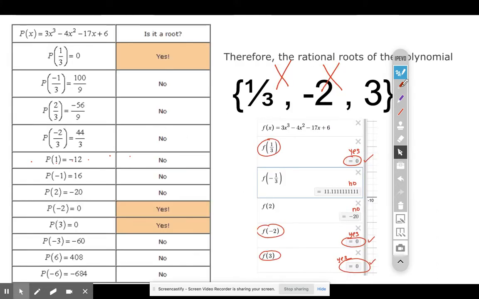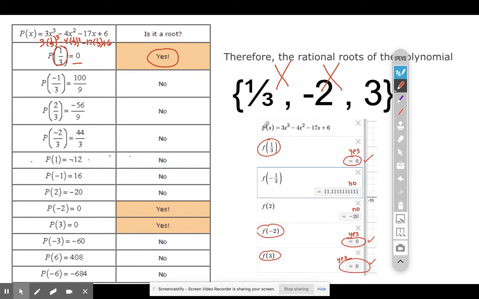If we plug in 1/3, which means we take 3 times 1/3 cubed, minus 4 times 1/3 squared, minus 17 times 1/3, plus 6, and plug that into our calculator, we'll get 0, which means yes, it's a root. If we plug in negative 1/3, we get 100 over 9, which is a no. So 1/3 did work.